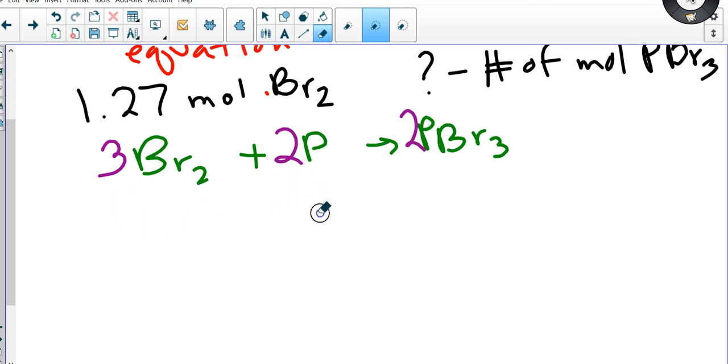Now, when we get the equation balanced, we make sure all the compounds are written down appropriately, because if you leave this 2 off, or you don't put a 3 here, everything you do is going to be wrong.